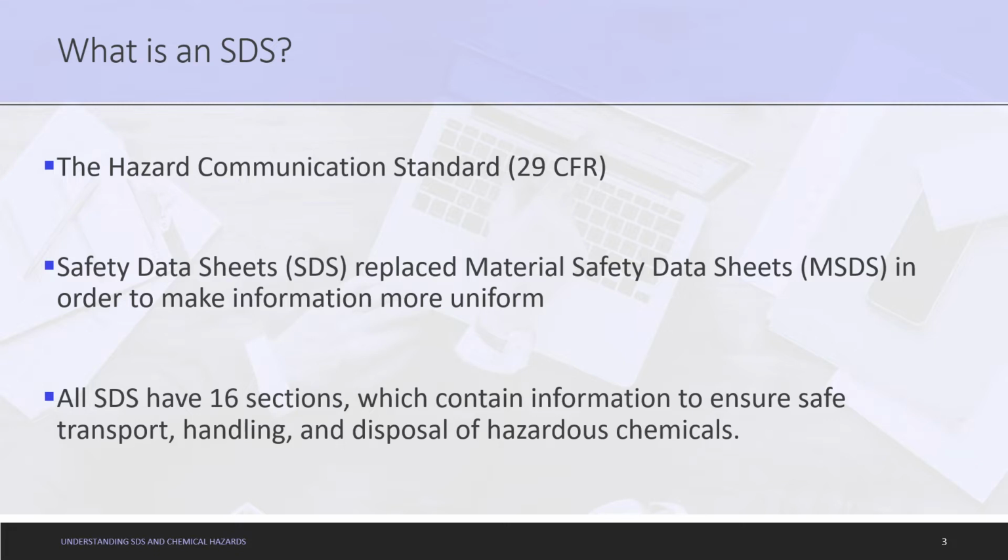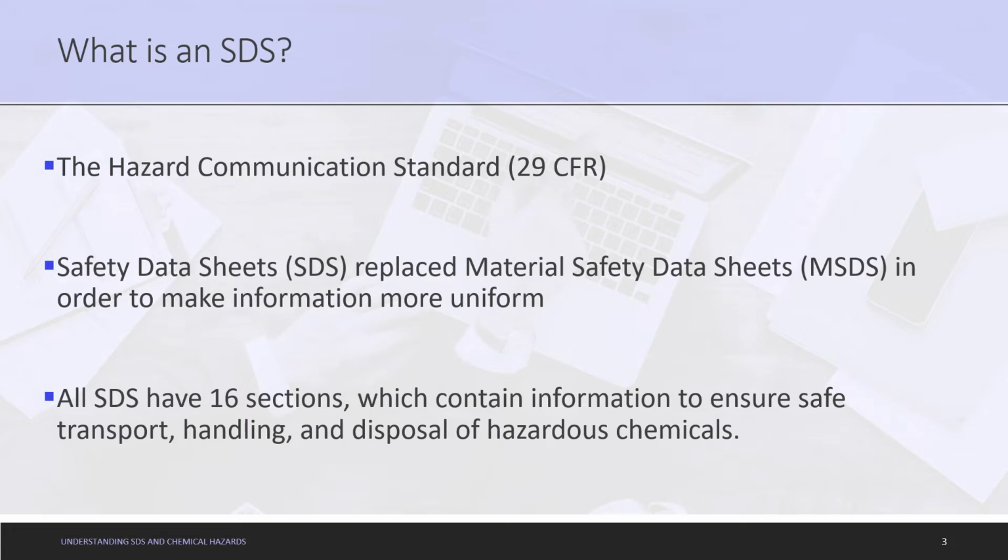Safety data sheets, also known as SDS, replaced historical material safety data sheets, MSDS, as a homogeneous method of delivering information on hazardous and non-hazardous chemicals. The information and layout of the MSDS were largely up to the manufacturers. While they were required to have 9 sections, the order and the information within these sections widely varied.